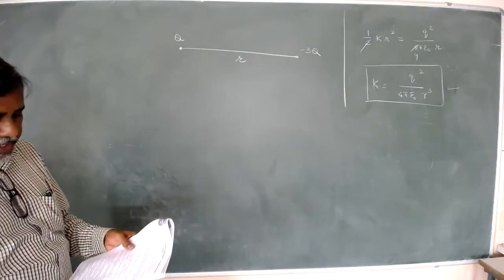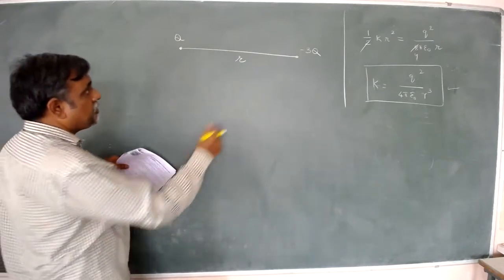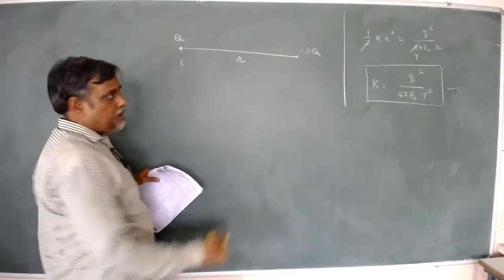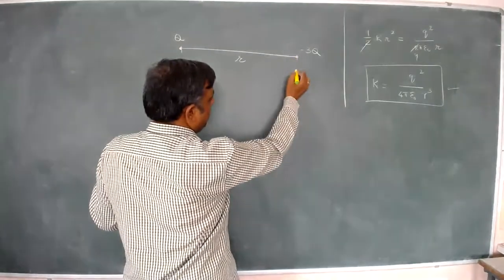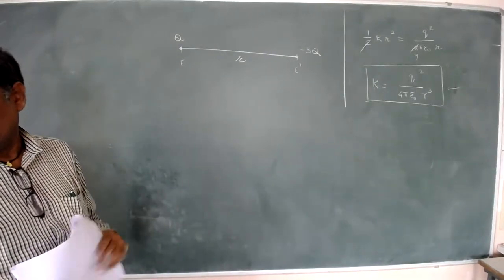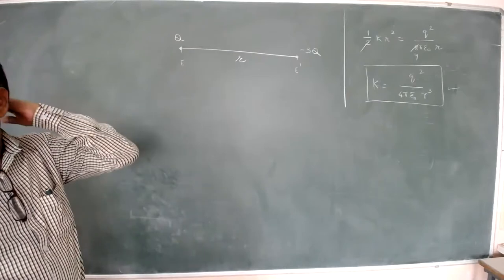Right? Now, what did he tell? If the electric field at Q is E, this is E. Then let the electric field be E dash. Now, E dash is what? That's what we have to find out. One thing you have to remember. All of you look at the board and try to understand.